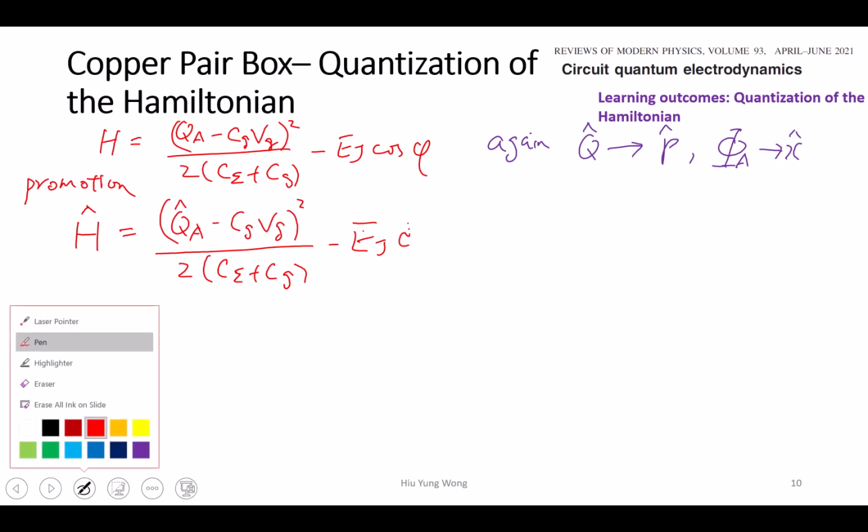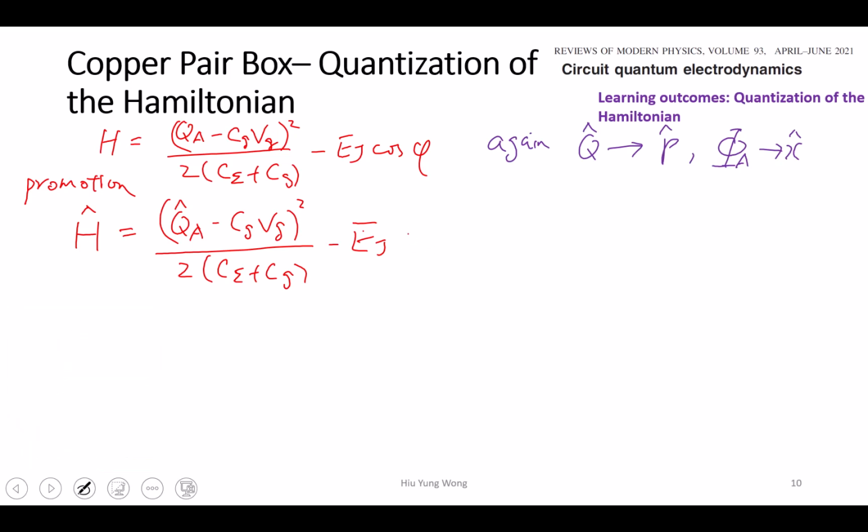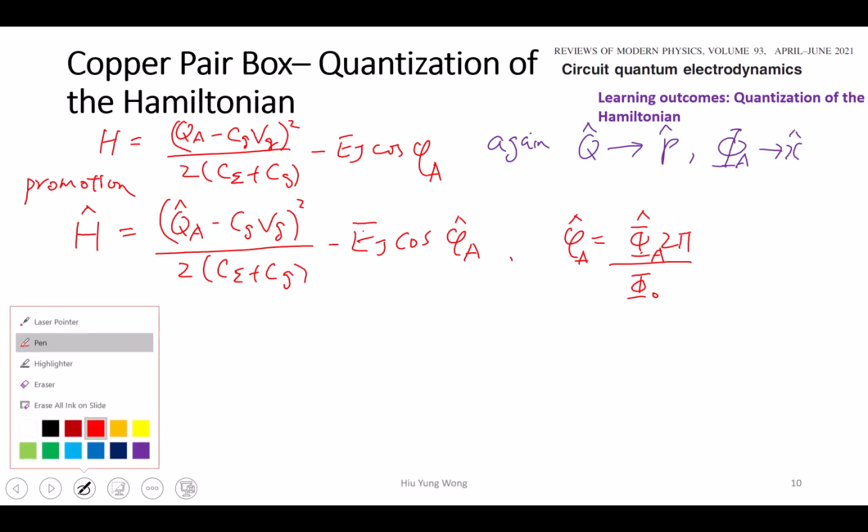Now, how about this phase? I also write it with a hat, but we need to remember this is just equal to the phi hat divided by the flux quantum times 2 pi. And actually I will put A here because it's at the A. I hope you remember this one. I don't have this anymore in this slide set, but remember that we talked about the Josephson junction. It has a phase difference. Remember this? Let me just recall.